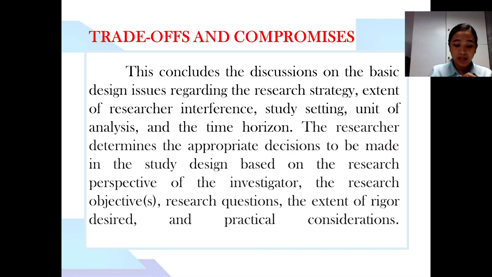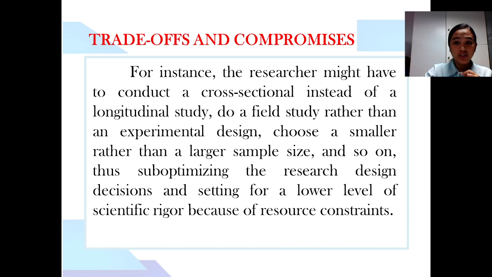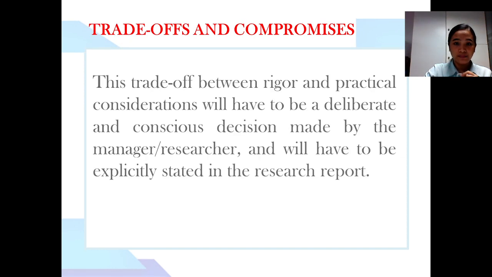Sometimes, because of the time and cost involved, a researcher might be constrained to settle for less than the ideal research design. For instance, the researcher might have to conduct a cross-sectional instead of a longitudinal study, do a field study rather than an experimental design, choose a smaller rather than a larger sample size, and so on, thus sub-optimizing the research design decisions and setting for a lower level of scientific rigor because of resource constraints.